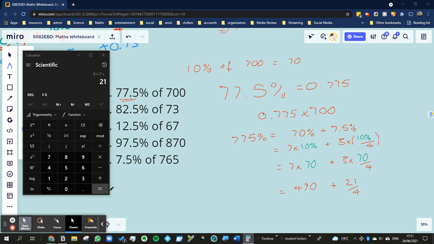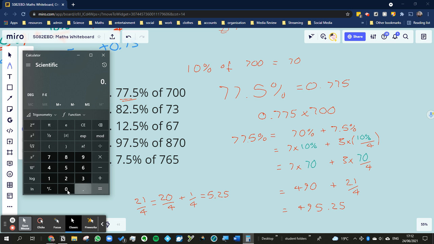How do we do these kinds of numbers in our head? Well, 21, again, I'm doing all this really slowly. Eventually, you start to do these things in your head. As a side calculation, what is 21 over 4? In my head, this is what I'm going to do: 20 over 4 plus 1 over 4. I know that 20 over 4 is 5, and I know that 1 over 4 is 0.25. So together, it's going to be 5.25. So that's going to be 490 plus 5.25, which will be 495.25. So hopefully, when I do 0.775 times 700, I should get this.